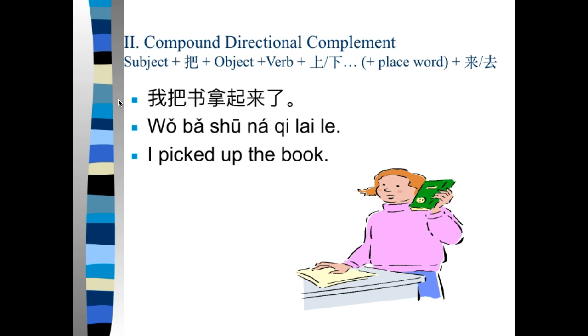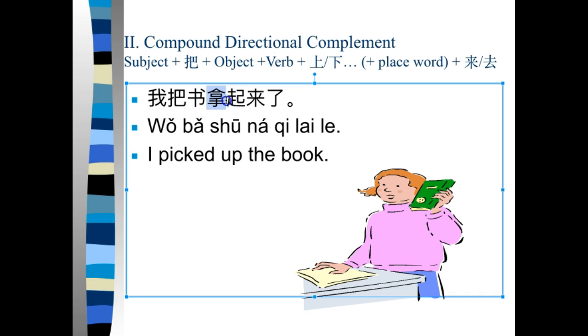We can use 把, of course, with a compound directional complement. 我把书拿起来了. I picked up the book. So here, book, I picked it, and then 起来 signifies from a lower to a higher point, I picked up the book. 我把书拿起来了.